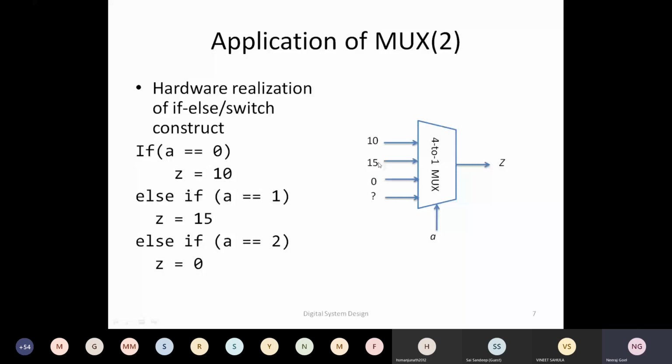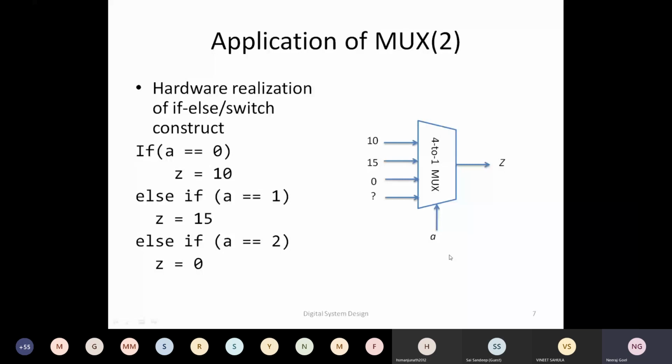Now if A is 0, then Z would be equal to 10. If A is equal to 1, Z would be equal to 15. If A is equal to 2, Z would be equal to 0. Okay, so this way, this multiplexer is a very efficient hardware implementation of the if-else construct.